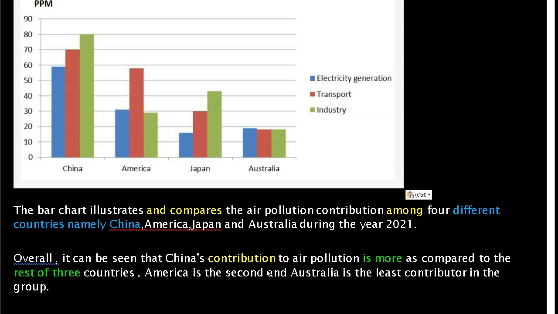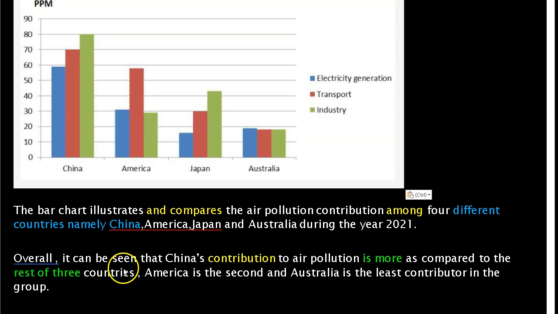And then, for some reason, you've got a comma here, when we need a full stop. America is the second. Second what? And Australia is the least. Well, you pretty much said all of them except for Japan. So this part here doesn't really add anything. So you've got one main feature, but it's not really stated very clearly.